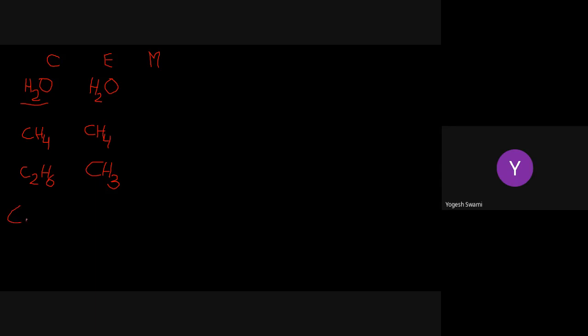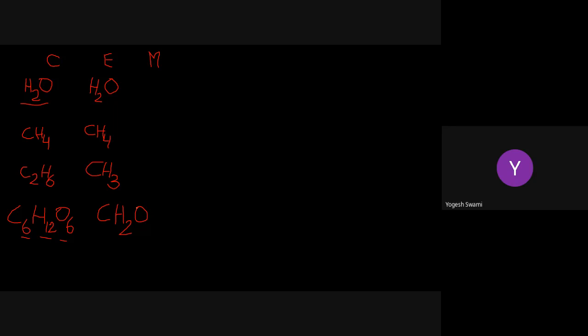Now take a bigger example, like glucose, C6H12O6. The ratio of carbon, hydrogen and oxygen is 6:12:6. When we change this to a simple ratio, that is 1:2:1. So the empirical formula is CH2O. This is the difference between empirical formula and molecular formula.